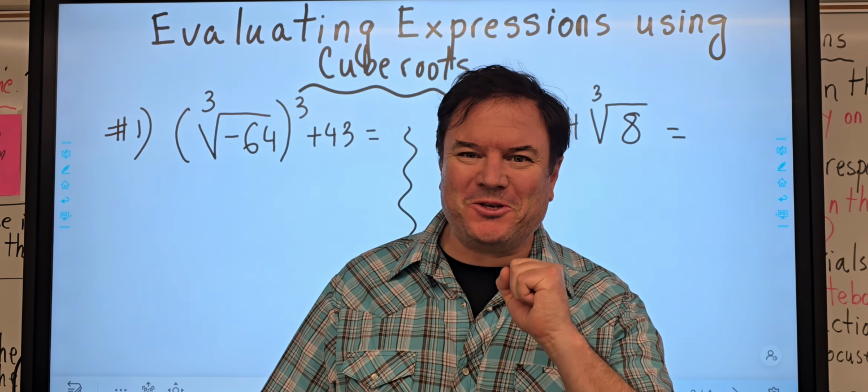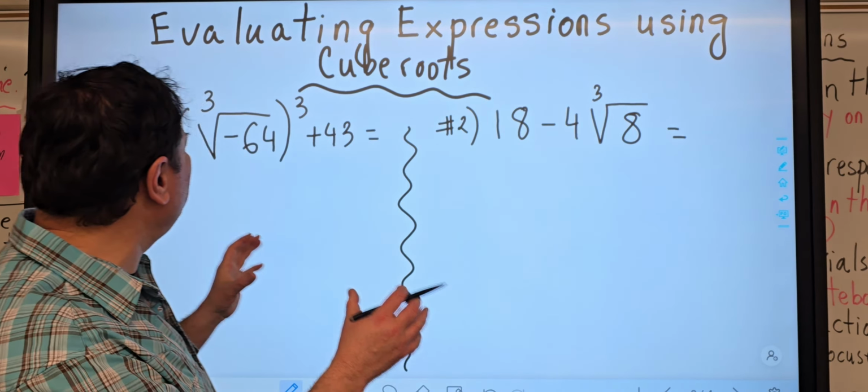Dobrescu, to the rescue. Let's continue with evaluating expressions using cube roots. Let's take a look at our first expression here. We have cube root of negative 64 cubed plus 43.